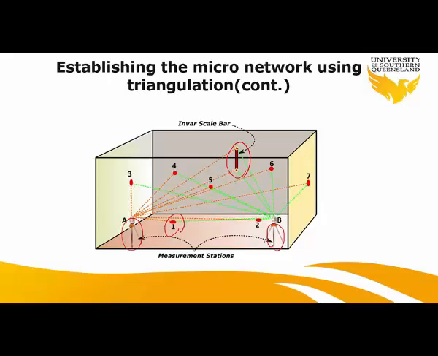Then if we give arbitrary coordinates x, y, z to point 1, we should be able to get the coordinates for points 1 to 7 using the least squares adjustment. Sorry for my bad handwriting. So hopefully that clears up how we establish the micro network using triangulation.